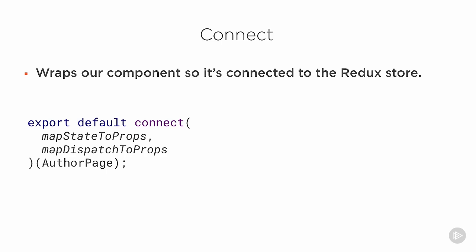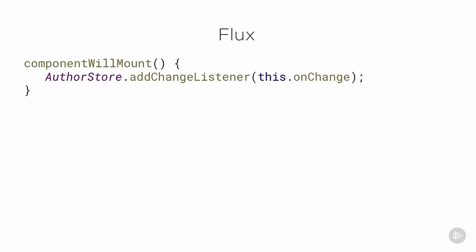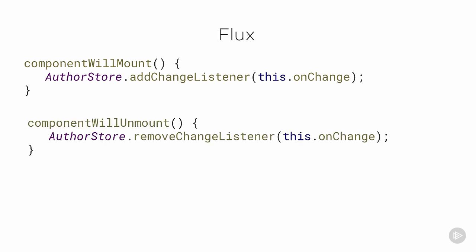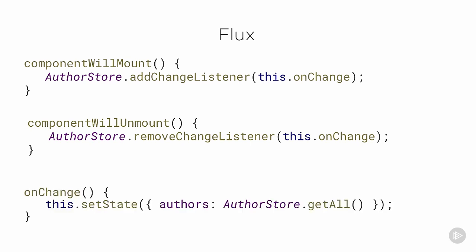Let's contrast this approach with Flux. In Flux, you wire your components to the store in component will mount. You have to do this manually. When your components are removed from the page, you need to remove the change listener that you set up in component will unmount. Finally, of course, you need to wire up a change handler that you referenced in component will mount and component will unmount. Here, the change handler is getting all authors from the store anytime the author store changes. This is boilerplate code that's required when you're working with plain Flux. But when you use Redux, this is all handled in a more terse and elegant way.